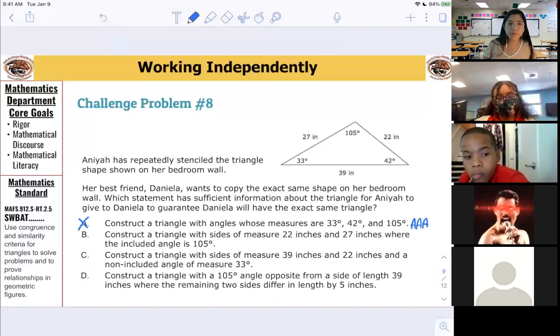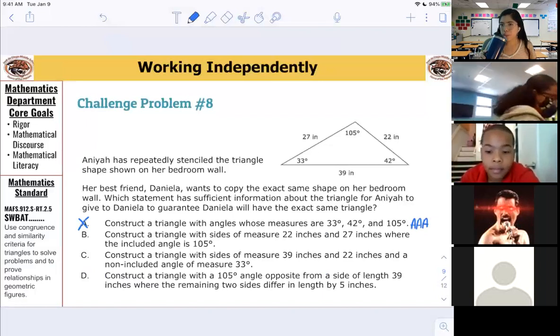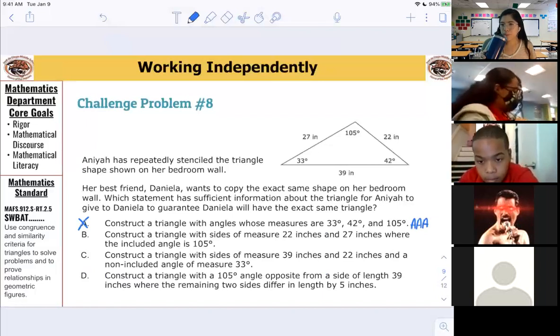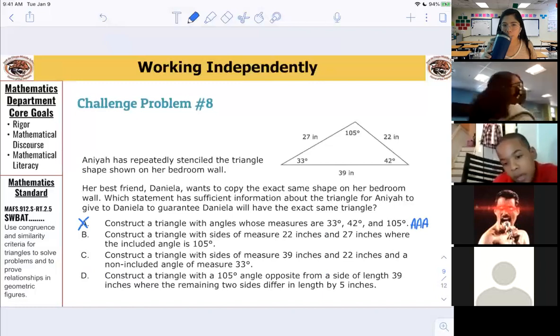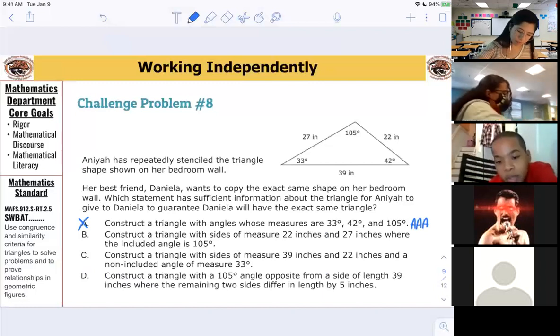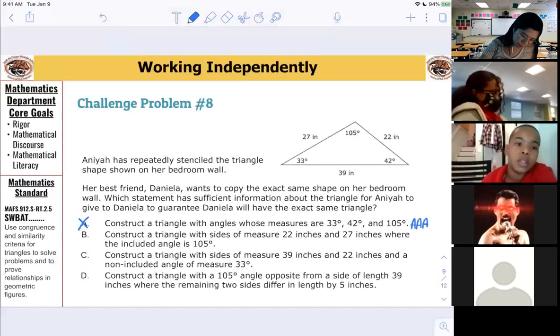Jalen, do you want to read number 2 or B? I really don't want to read. That's okay. How about Daniel? No offense. Daniel, do you want to read B? I'll try. Oh, Daniel's going to read.